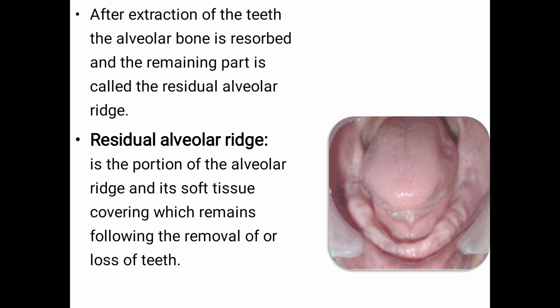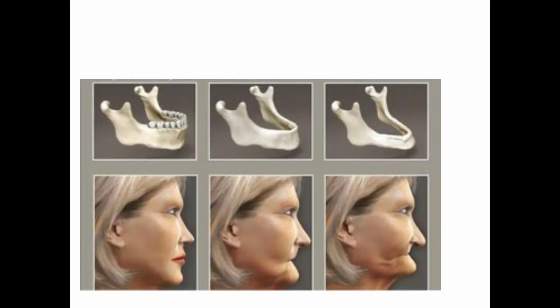The residual alveolar ridge is the alveolar ridge after resorption of the bone, which happens after extraction or loss of the tooth. But the alveolar bone is the bone that carries the tooth, the intact bone without resorption. So this is a residual alveolar ridge. Here it is an alveolar ridge, this is a residual ridge, and here is the resorbed residual ridge, where resorption has started to happen.